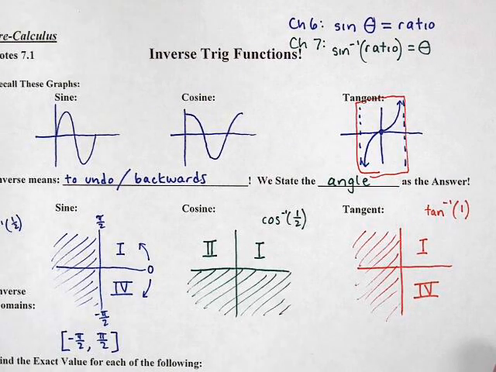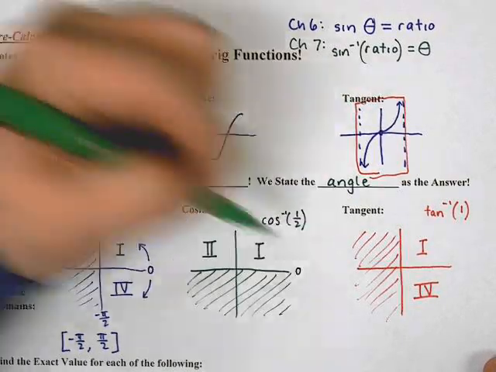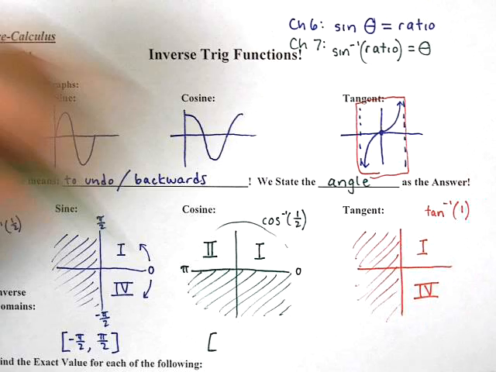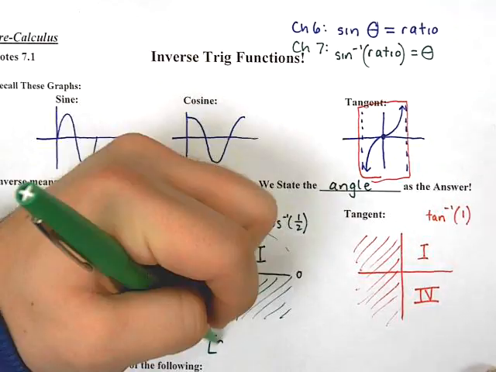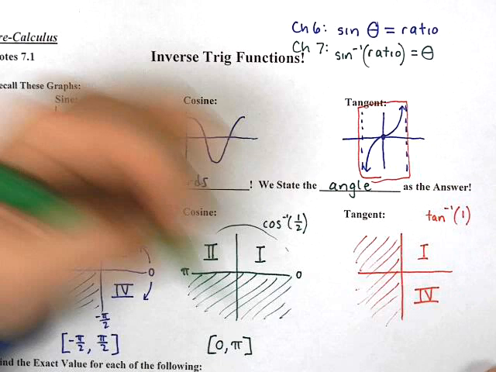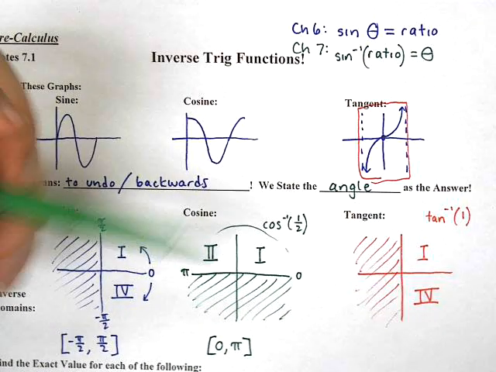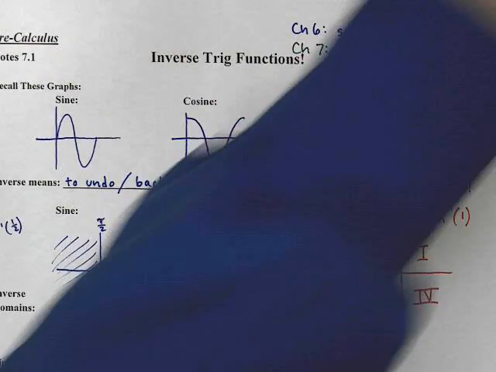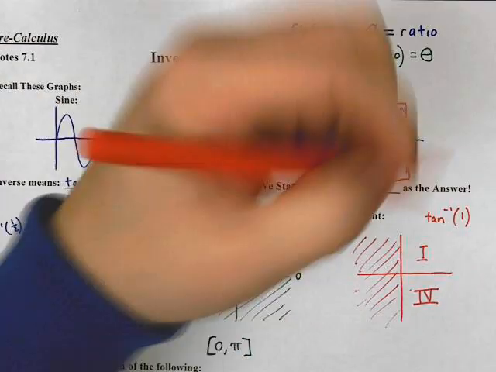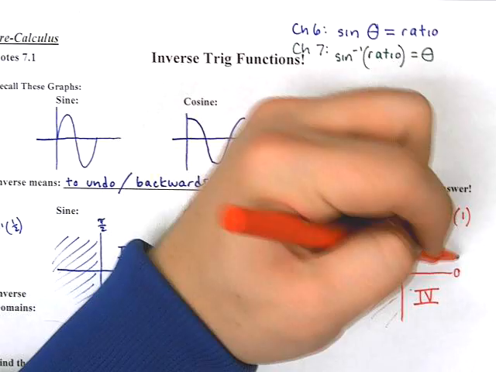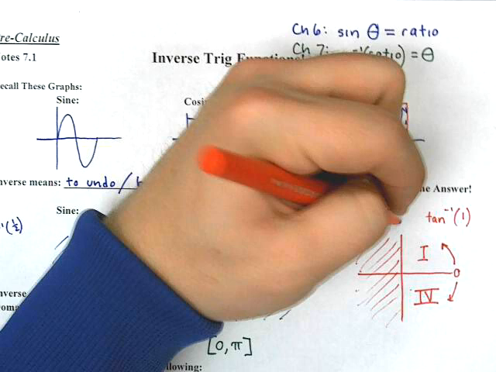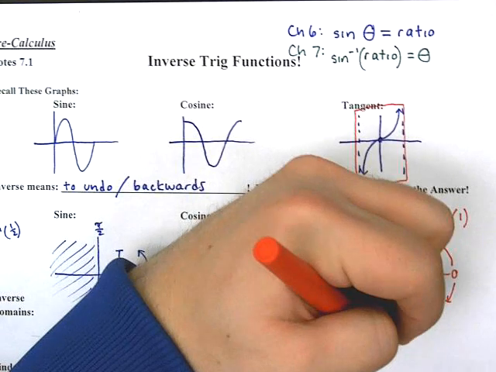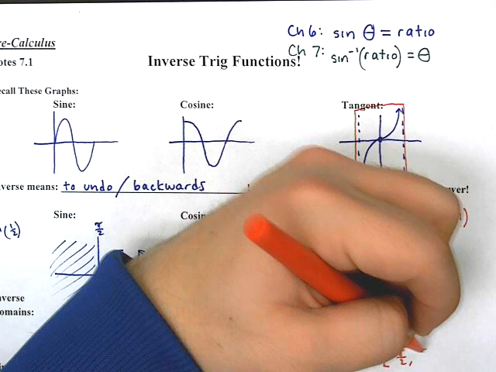Well, what happens with cosine? Well, for cosine, I start at 0, and I go all the way around to pi. So now I know that my domain for cosine has to be between 0 and pi. Any answer that I have, any angle I should say, needs to be between 0 and pi. Lastly, for tangent, 0 goes up or down to either pi over 2 or negative pi over 2. So once again, same as sine, negative pi over 2 to pi over 2.